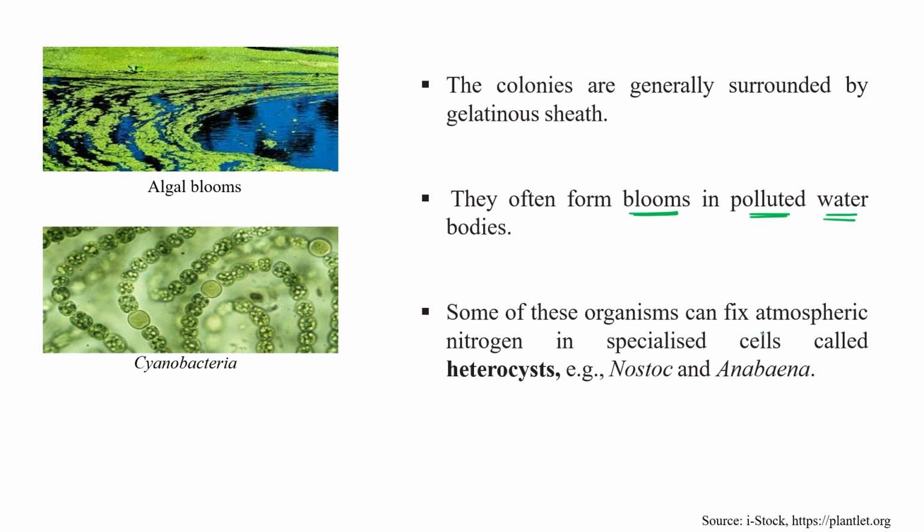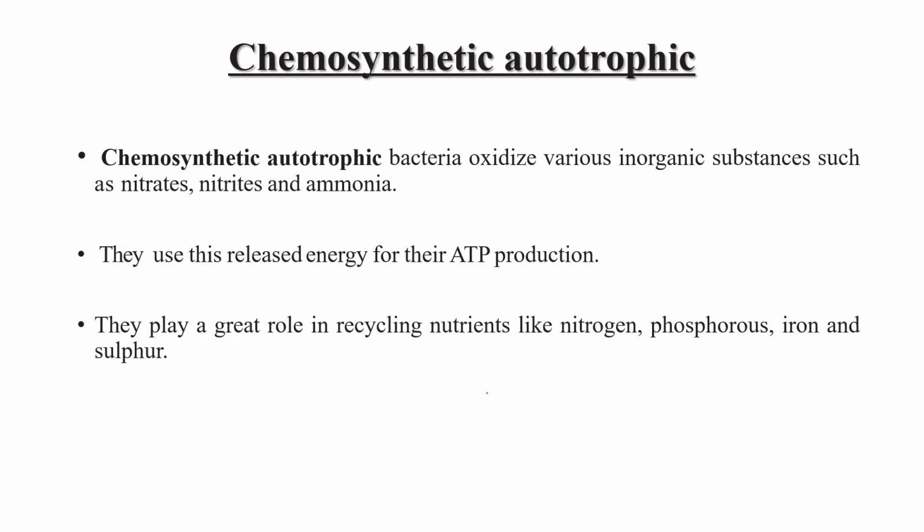Some of these organisms can fix atmospheric nitrogen in a specialized cell called heterocyst. Just now I told you this. In the previous slide you must have seen the heterocyst. These are present in blue-green algae like Nostoc and Anabaena. This is the picture of cyanobacteria. Okay, now chemosynthetic autotrophs. As the name suggests, these bacteria oxidize various inorganic substances like nitrate, nitrite, and ammonia. They use the energy released after oxidation for their ATP production. And they play a great role in recycling nutrients like nitrogen, phosphorus, iron and sulfur.